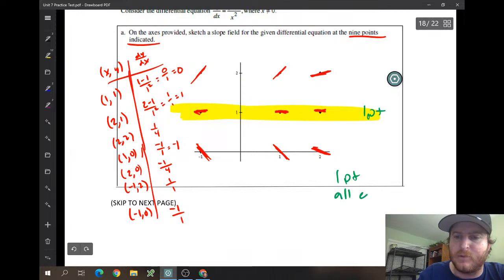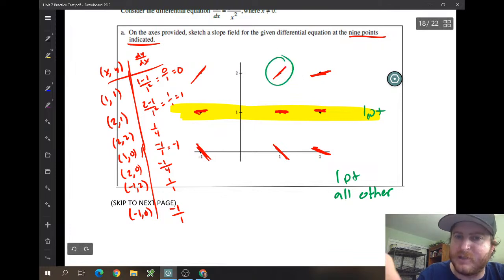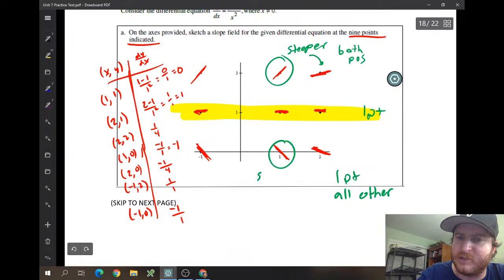And so really all that they're looking for here, they don't care if this actually is a slope of 1/4. What they care is that this is steeper than that. That's all they care about. And then that they're both positive. And here again, they care that this is steeper than that one, and that they're both negative. So that's really all they're caring about.